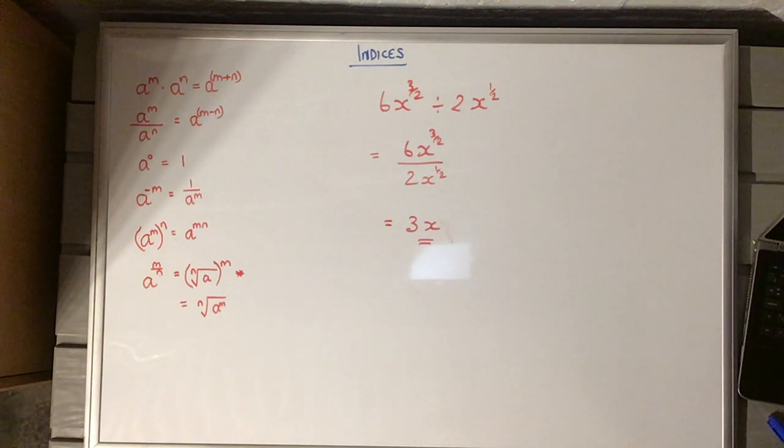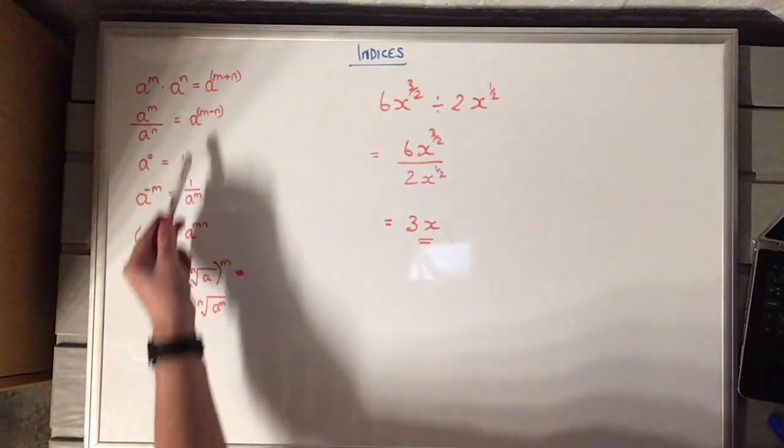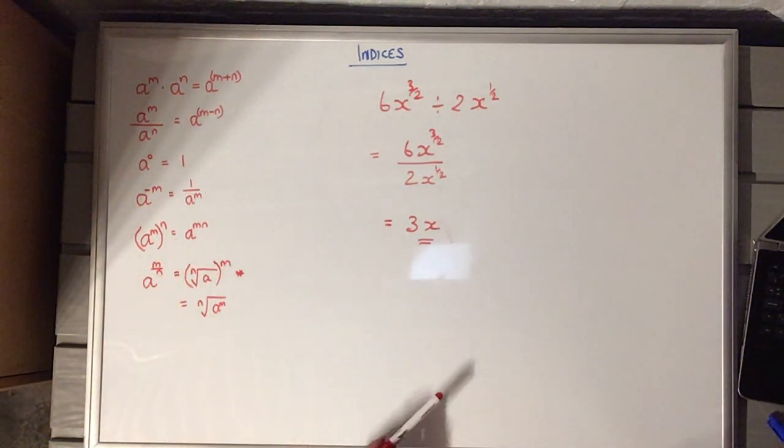Okay, so that's indices done for you at National 5 level. Do the rules, make sure you know the rules, and practice the different styles. Any more practice you want, mathswithrevision.com, National 5, look under surds and indices, and you'll find plenty of practice in there.